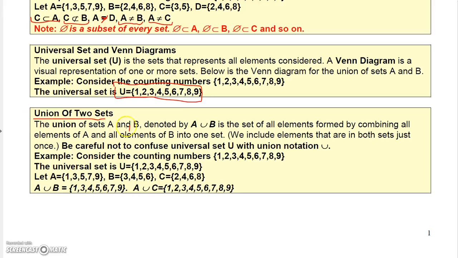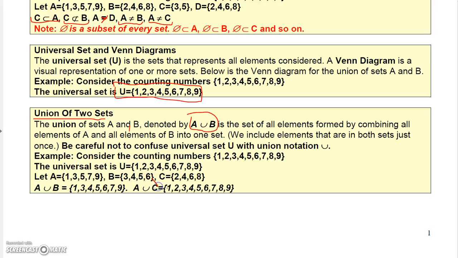The union of two sets, A and B, denoted by this symbol A union B, is the set of all elements formed by combining all elements of set A with all elements of set B into one set. But we don't include an element twice. So make sure you don't confuse the universal set U with the notation for union. Okay, so let's look at an example.